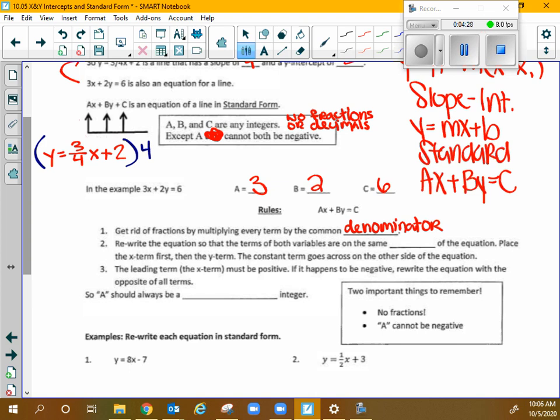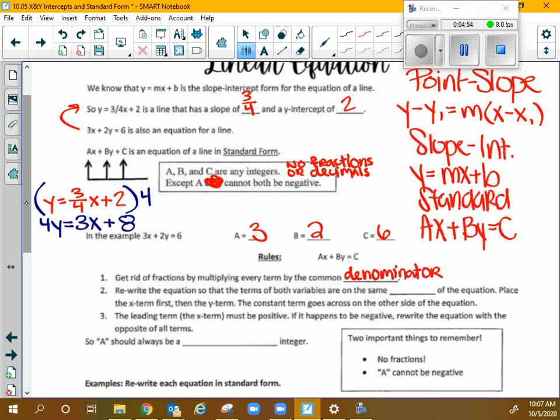So 4 times y, 3/4 x times 4, which is 3x. 2 times 4, 8. Okay, so already it's starting to look a little bit more like it. This is not the same equation. This should be 8. It's not the same equation. Sorry, friends. That's not the same equation. We're going to change it. Sorry. We're going to keep going.